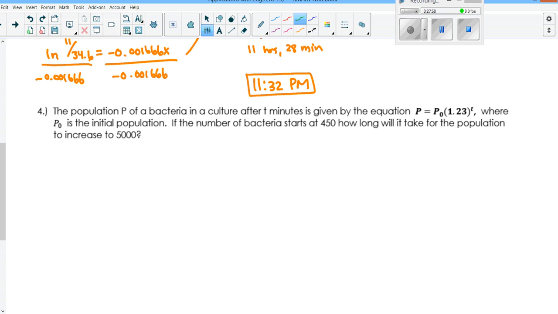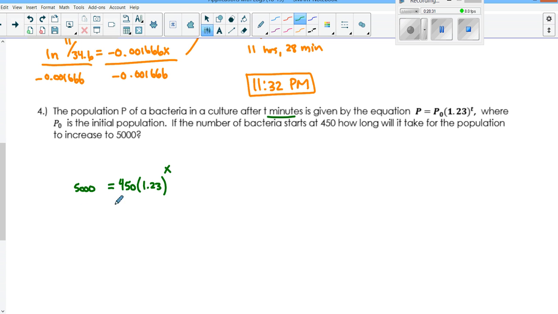Okay, so assuming you are checking your answer here, I'll do it kind of quickly. It says the population P of a bacteria in a culture after t minutes is given by the equation, where P sub 0 is the initial population. If the number of bacteria starts at 450, so we'll say 450 times 1.23, which means an increase of 23% because it's 123. How long will it take for the population to increase to 5,000? So I'm going to make this x because that's my time, equals 5,000.